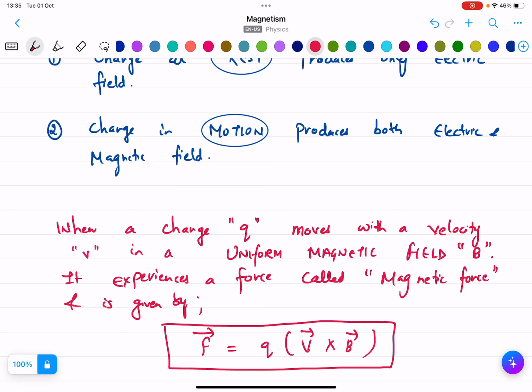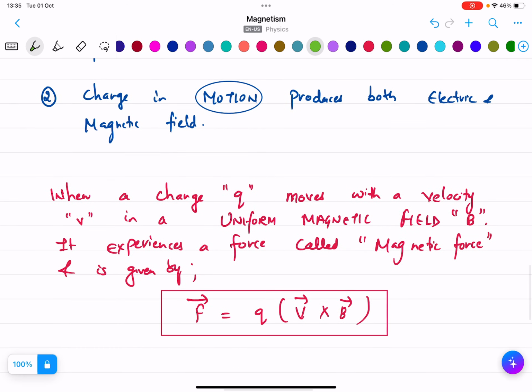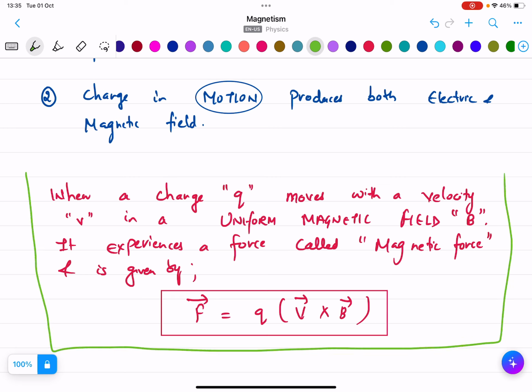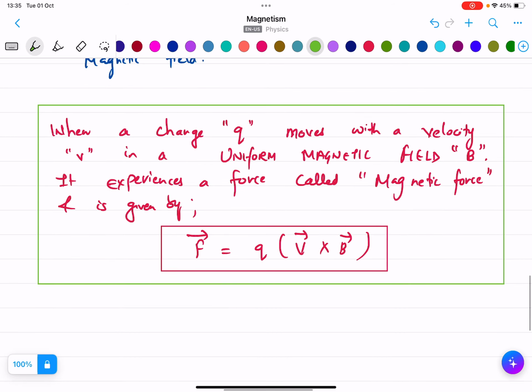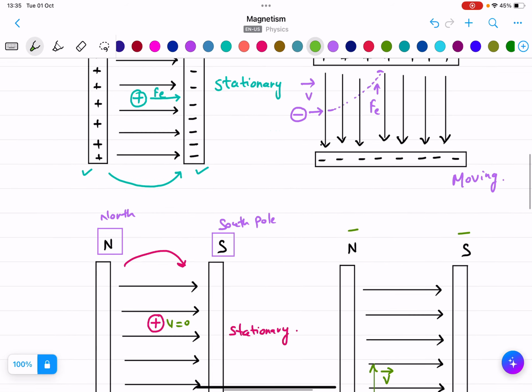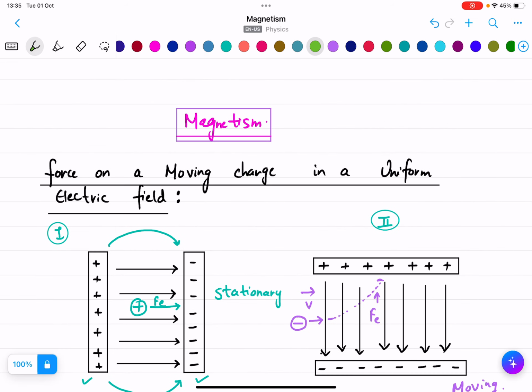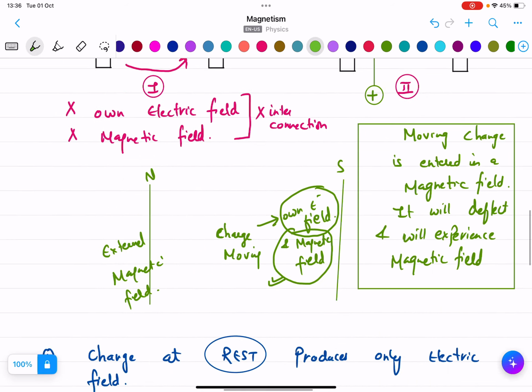Okay, it is very important. You will use this relationship in the numericals. So I explained to you, when a charge is moving, it will have its own electric field and own magnetic field. Okay, and it is given by QV into B. And look, what is the heading? Force on a moving charge in a uniform magnetic field. That means I need to find the force on a moving charge, not a stationary charge, in a uniform magnetic field.